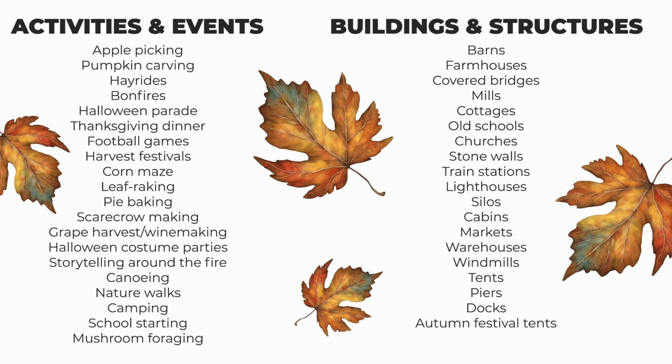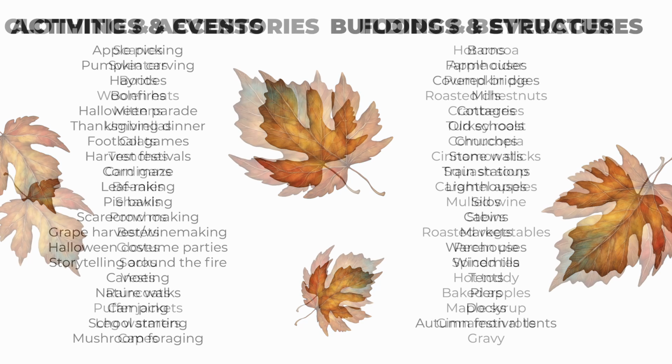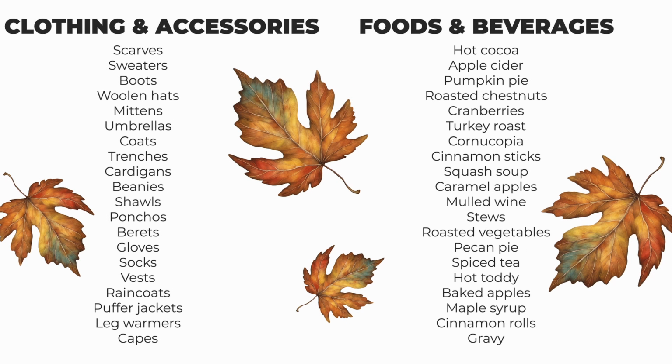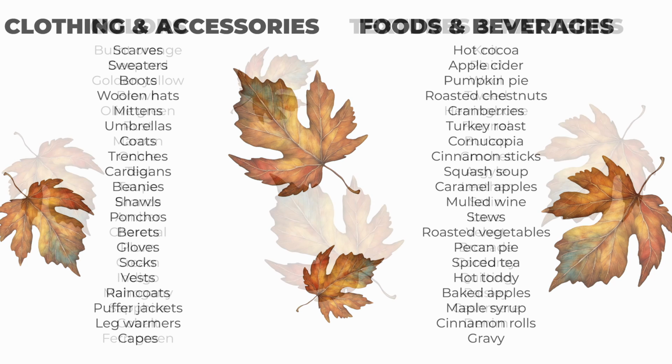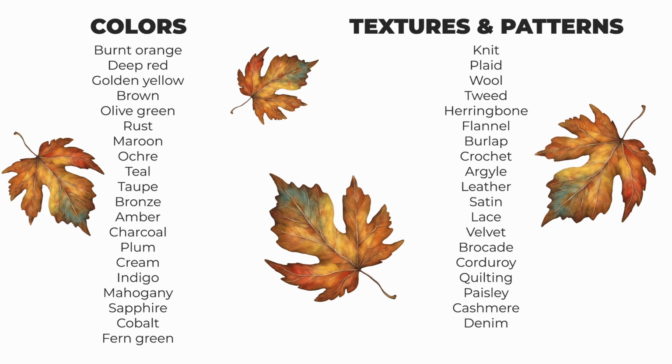Another list featuring various activities and events, from apple picking to mushroom foraging, and buildings and structures, including barns, farmhouses, to autumn festival tents. Next, we've got a selection of clothing and accessories, ranging from scarves to capes, as well as foods and beverages, featuring items like hot cocoa and gravy. Delving into colors, we have hues ranging from burnt orange to fern green. As for textures and patterns, you'll find everything from knit and wool to denim.